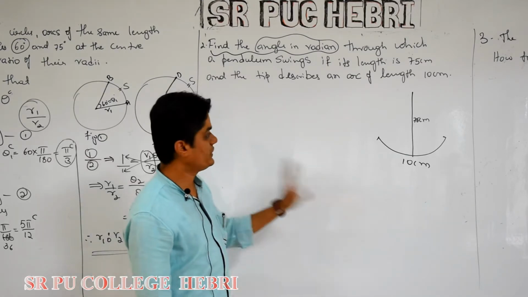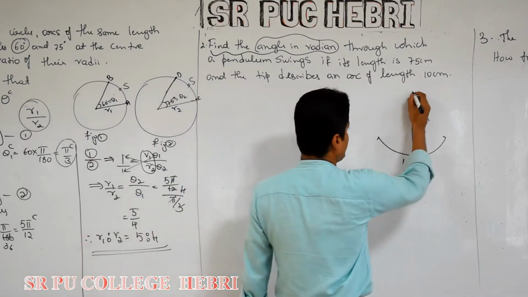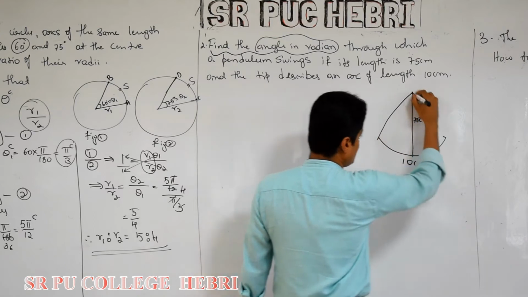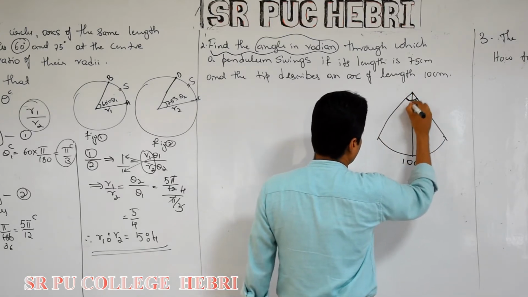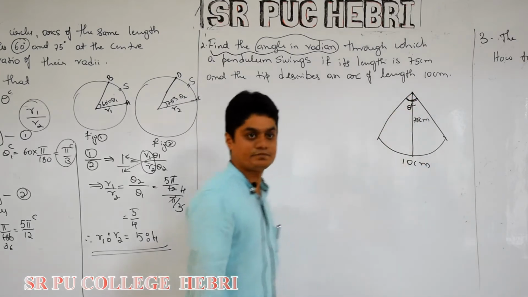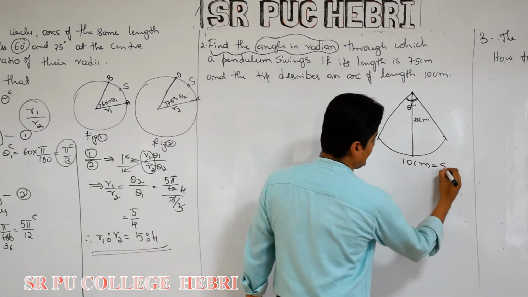Now it's very easy to find out the required angle. This angle you have to find out, let it be theta radian. So you take this as the length of the arc.